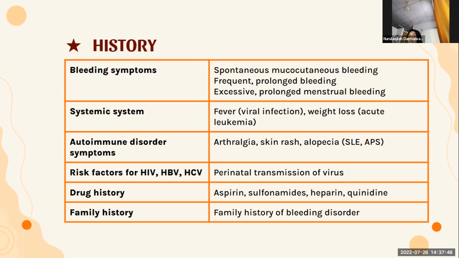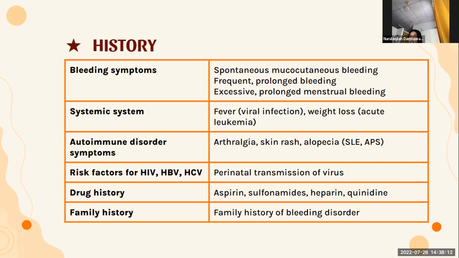And then risk factors for HIV or HCV, like perinatal transmission of the virus. Drug history is also important because there is drug-induced thrombocytopenia, and drugs such as aspirin, sulfonamide, heparin, and quinidine can also cause thrombocytopenia.